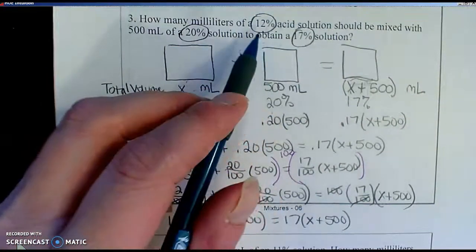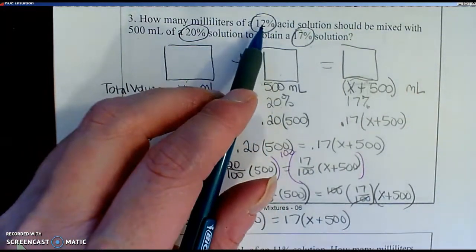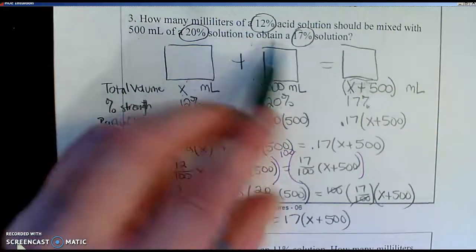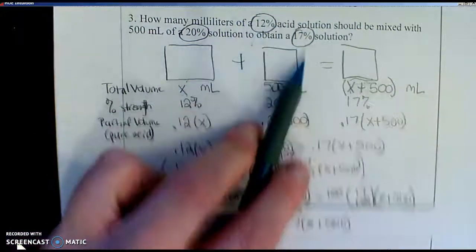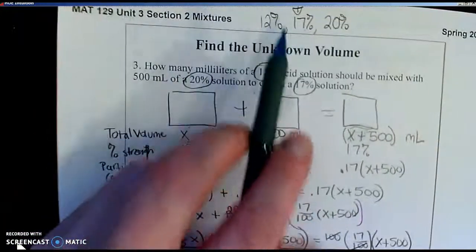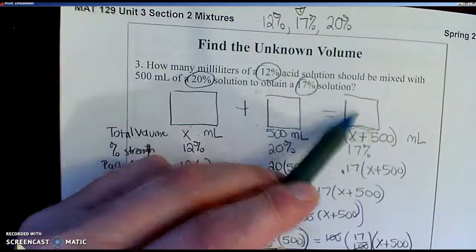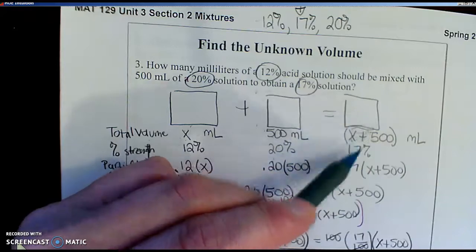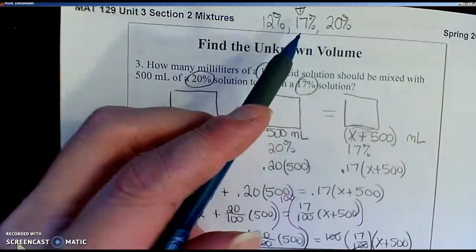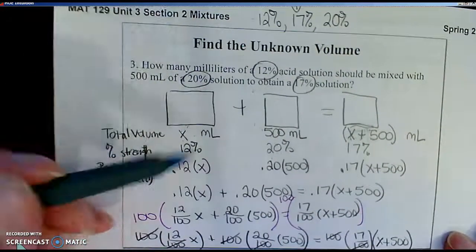So what's going on is we've got the three percentages. The 17% is the one that's in the middle when you put them in order from smallest to largest. So the 17% is the one that's off all by itself on one side of the equal sign, because that is the result of mixing the other two together. It doesn't work any other way.